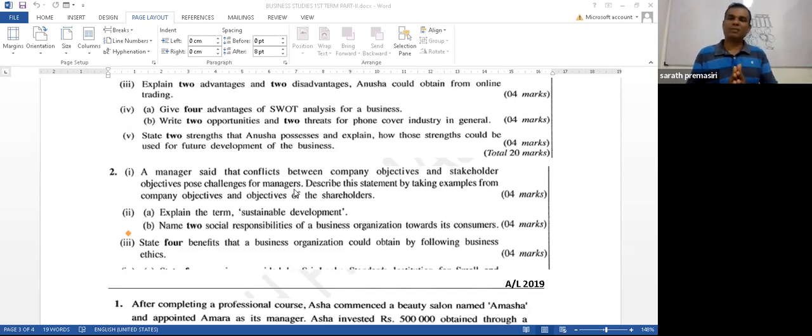Economic stability, market stability. Market stability is important for the business. Economic stability, financial stability is important for the business. But you see, stakeholders are not having such type of objectives.